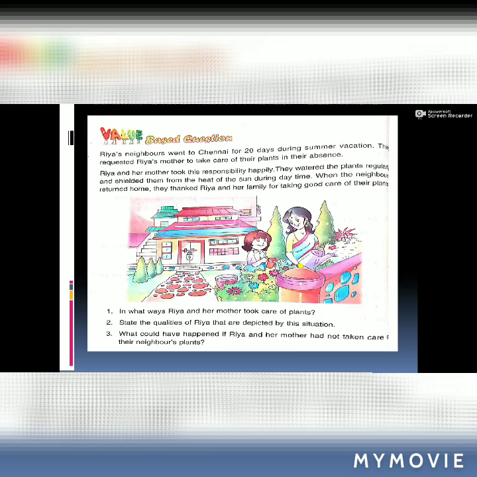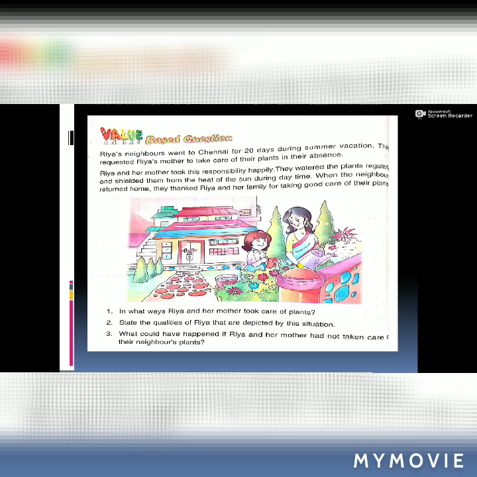Second is: state the qualities of Ria that are depicted by this situation. It means if the situation was not favorable, then how it was cared for, and you have to say the qualities of Ria. Third: what could have happened if Ria and her mother had not taken care of their neighbor's plant? Very easily you can write what will happen if you do not care for the plant. So I think this is clear to all of you.